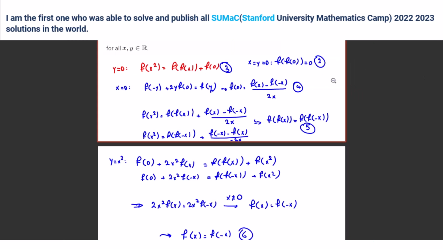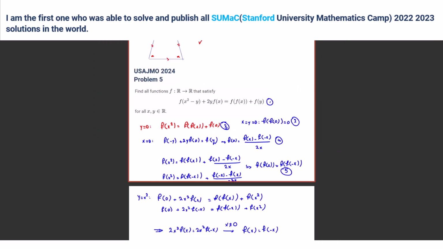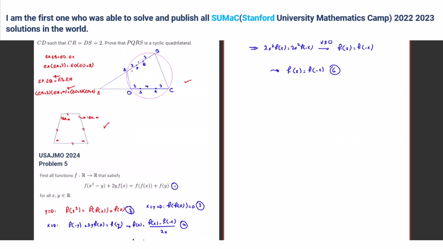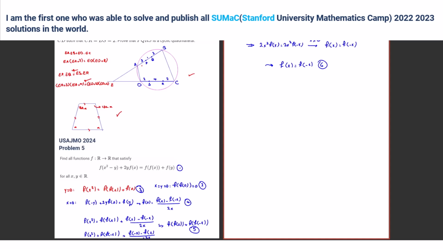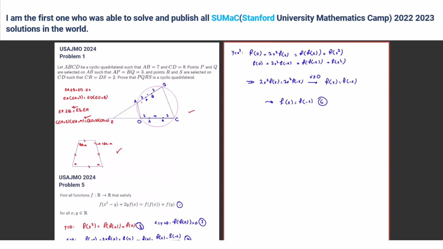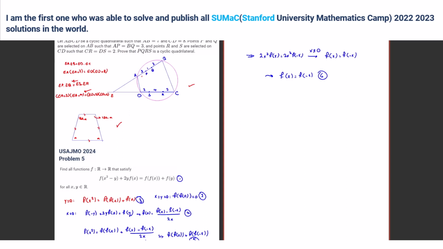Oh, I tried the first equation. So I did the first equation, f of x squared minus y plus 2y f of x equals f of x plus f of y. And I did it where instead of y, it's negative y. Equation 1, you did what? So I used the case where it's negative y. So f of x squared plus y minus 2y f of x is equal to f of x plus f of negative y.